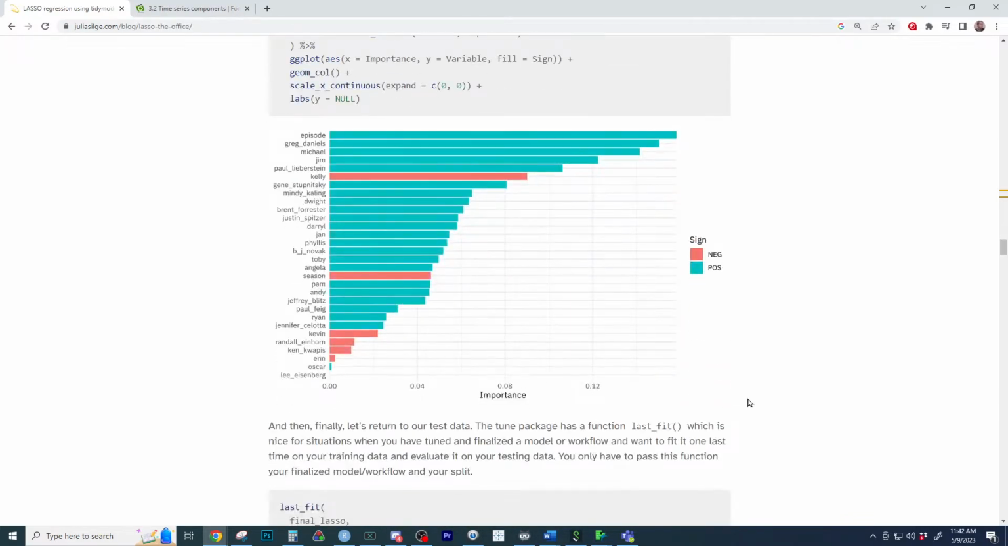And what's really neat here at the end of this is that there's a non-linear trend to episode. But if you think about it, look at this.